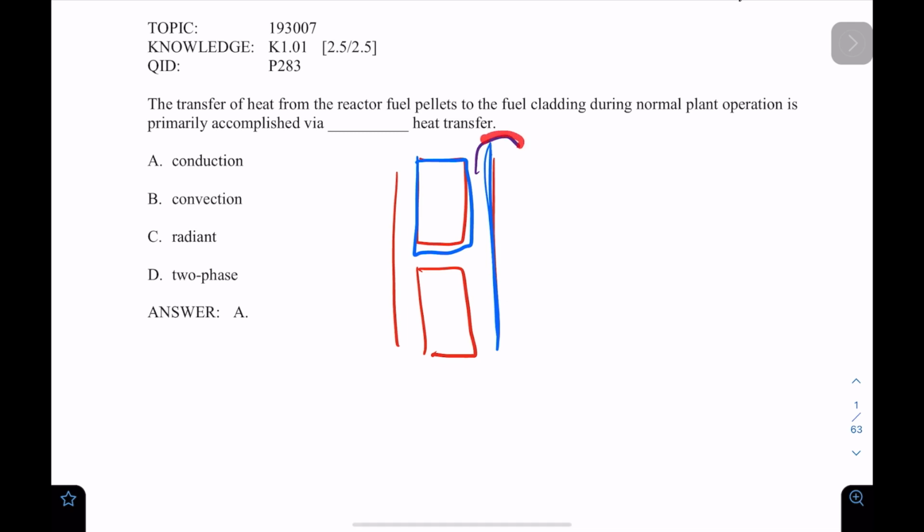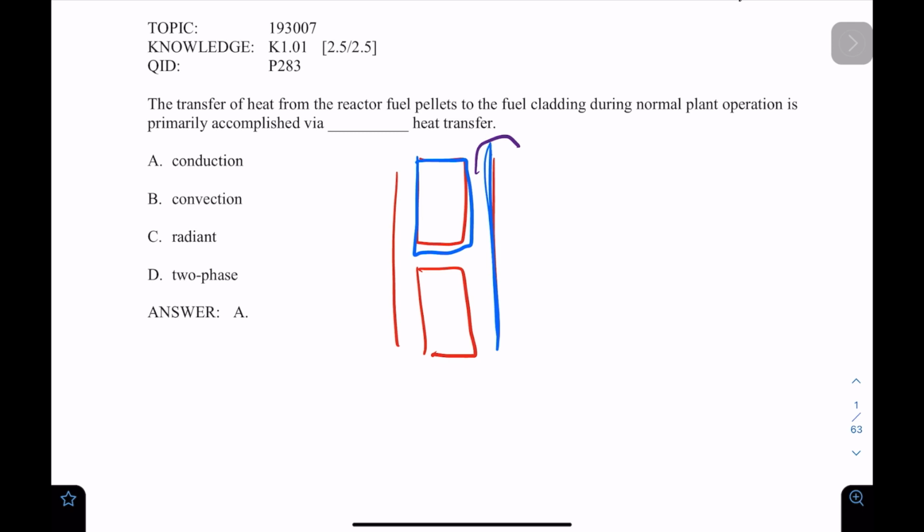It's important to know this because we're going to have another question related to it. It's talking about the heat transfer from the reactor fuel pellets to the fuel cladding. Primarily, the heat transfer is via conduction. The reason is that here what we have is helium, and helium is a very, very small atom, right? That's why we use helium, an inert gas, because it is an effective medium for heat transfer, right?